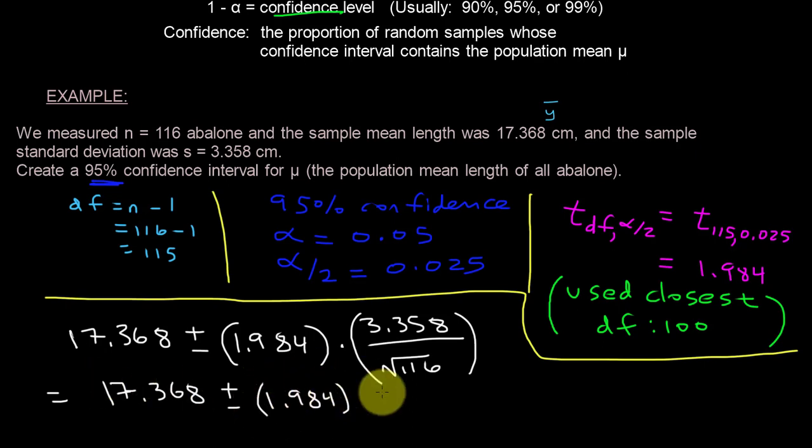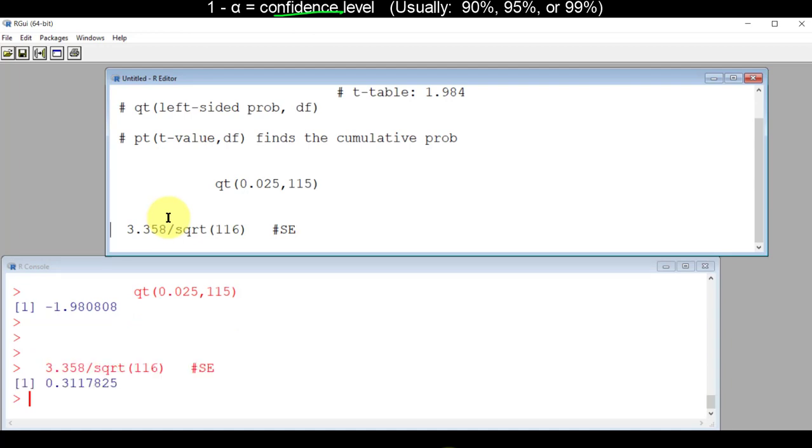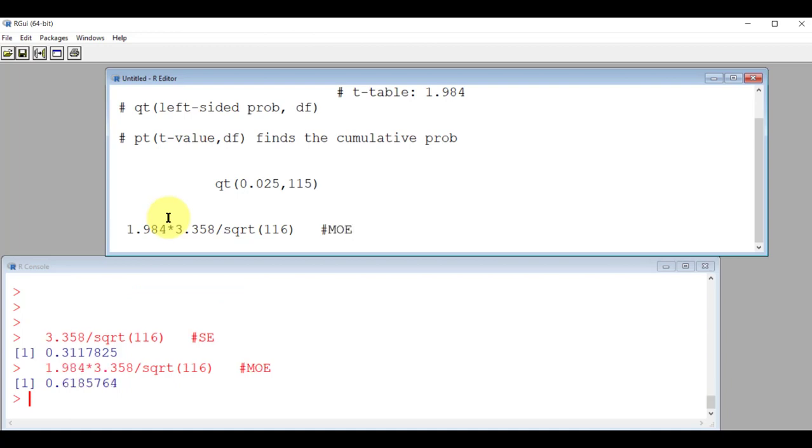So let's use our calculator to find this S over square root of n. 3.358 divided by, actually, the square root of 116. So that is our standard error for the mean. And while I'm here, I may as well take that quantity and then multiply it by the T critical value that we had, which was 1.984. So this is now the margin of error. Okay, I will transcribe that.